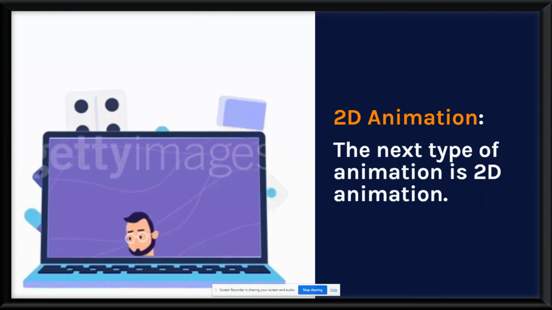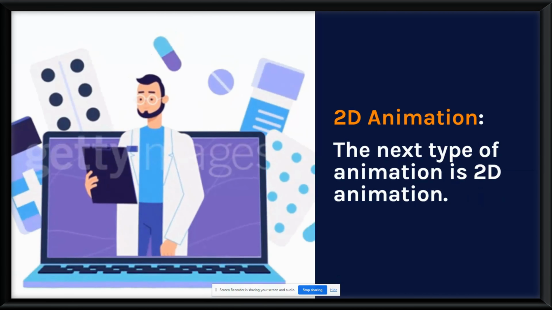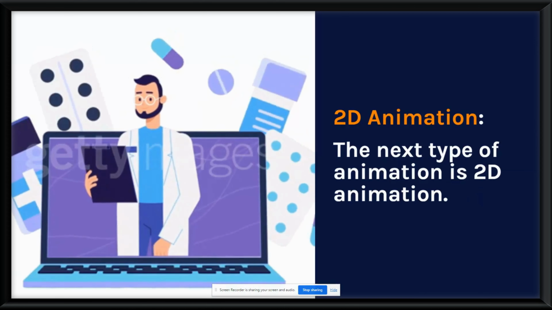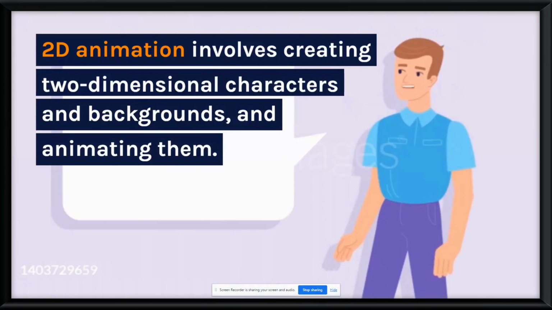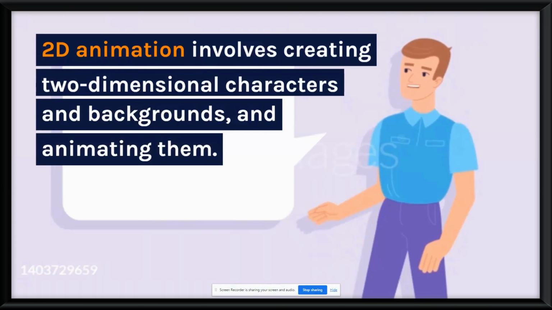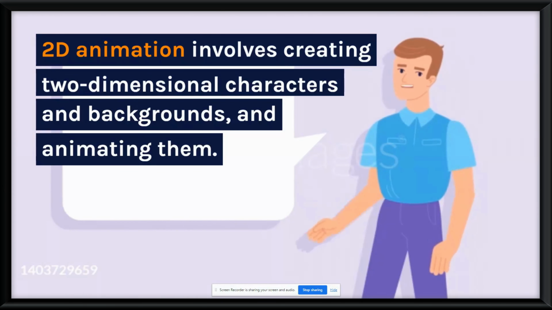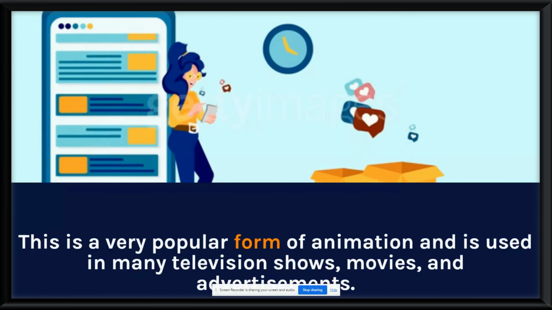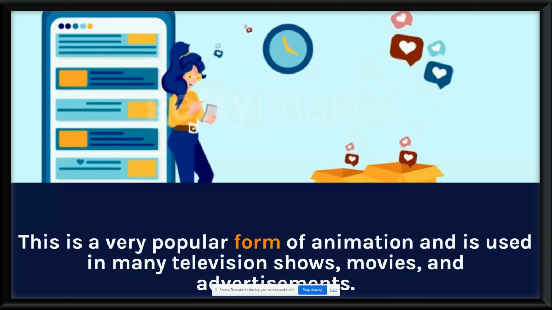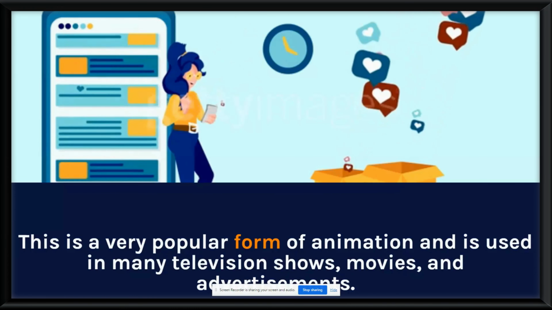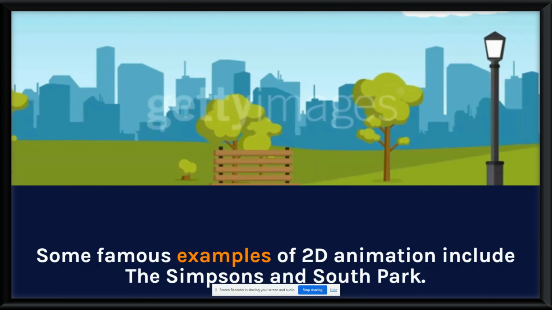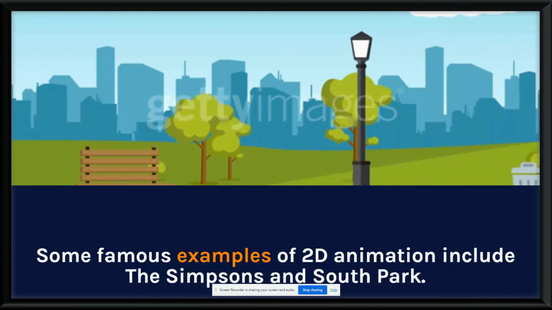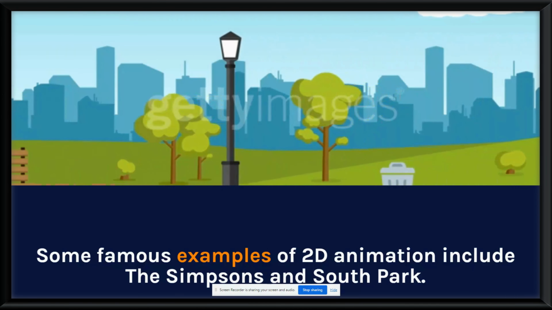2D animation. The next type of animation is 2D animation. 2D animation involves creating two-dimensional characters and backgrounds, and animating them. This is a very popular form of animation and is used in many television shows, movies, and advertisements. Some famous examples of 2D animation include The Simpsons and South Park.